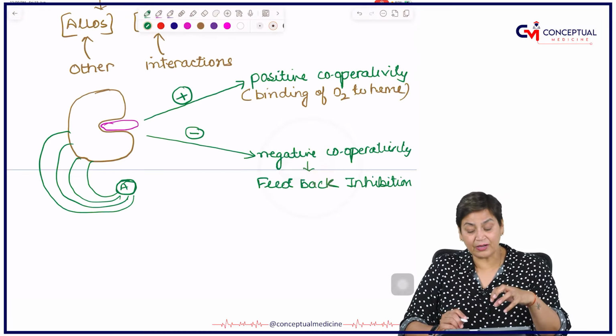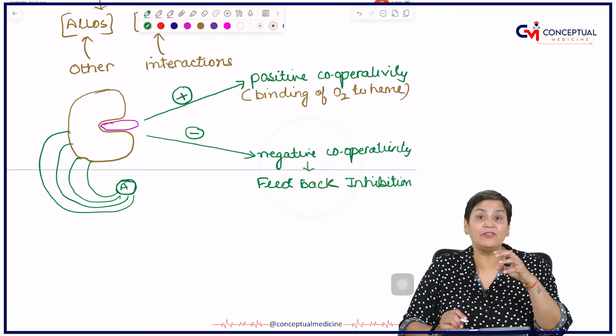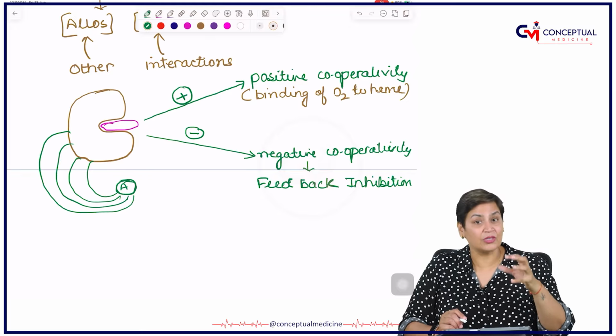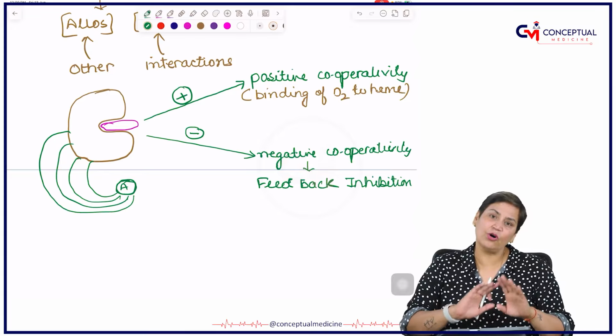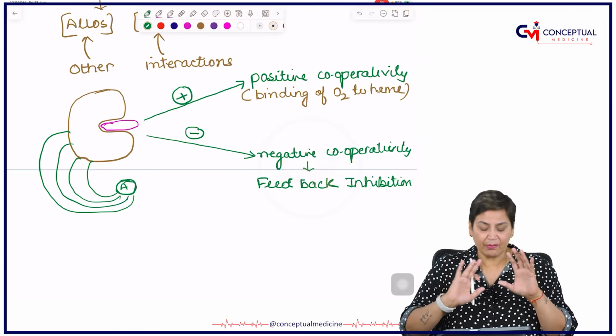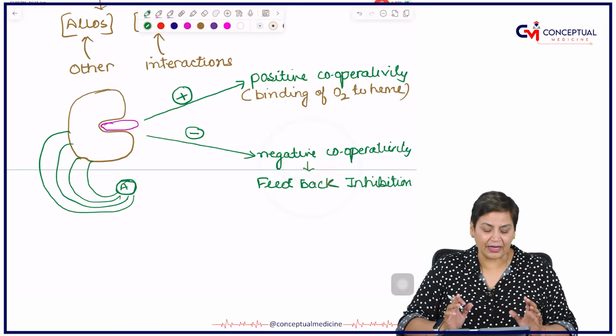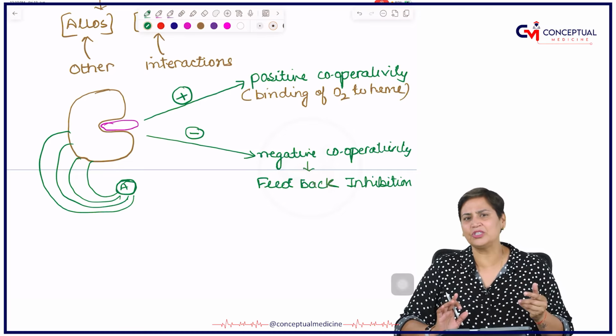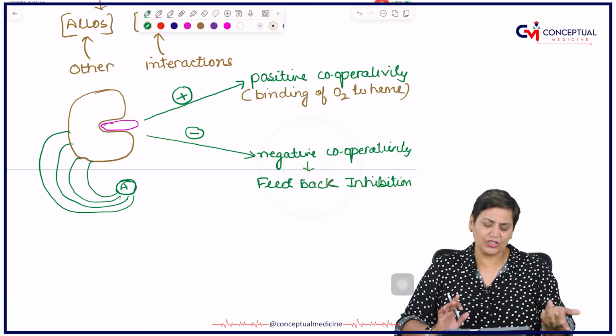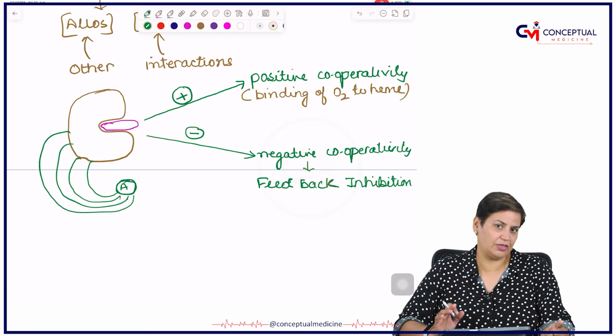So negative feedback, I am just saying, it will be known as inhibition. Positive feedback will activate a molecule. And positive cooperativity is altogether different. But overall, it will all come under allosteric modulation. That is why I told you allosteric inhibition is basically a misnomer. So we should call it allosteric modulation.